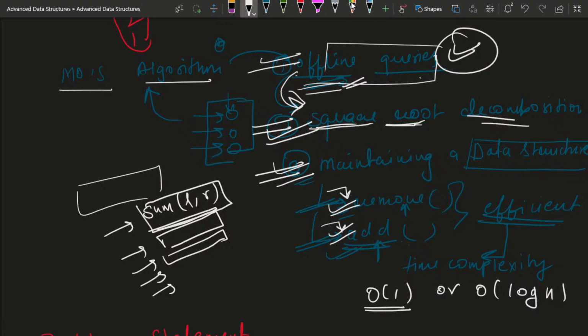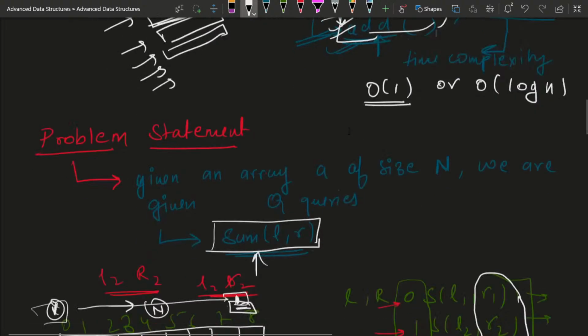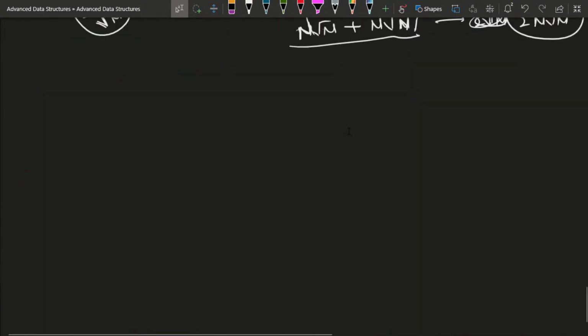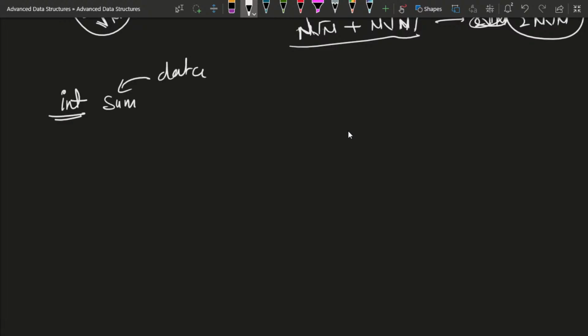Now can we use square root decomposition? We have already discussed how we are going to use square root decomposition in this problem. The other thing is maintaining a data structure. Can we maintain a data structure in such a way that we can implement the add and remove functions? Let us try to do that also. For that we would maintain an int sum as the data structure, which would do the job. The sum is storing the sum of some elements of the array.